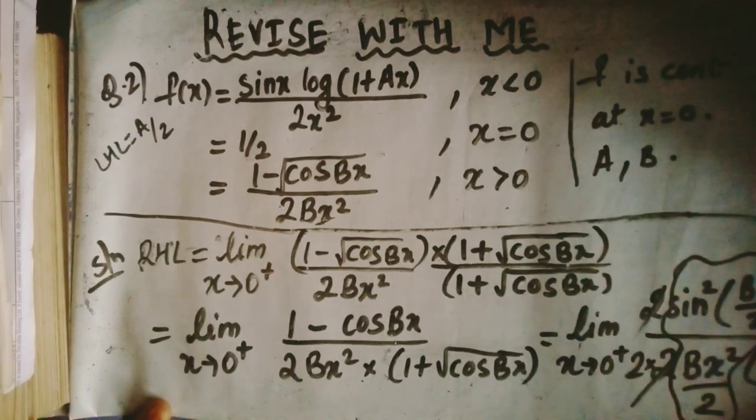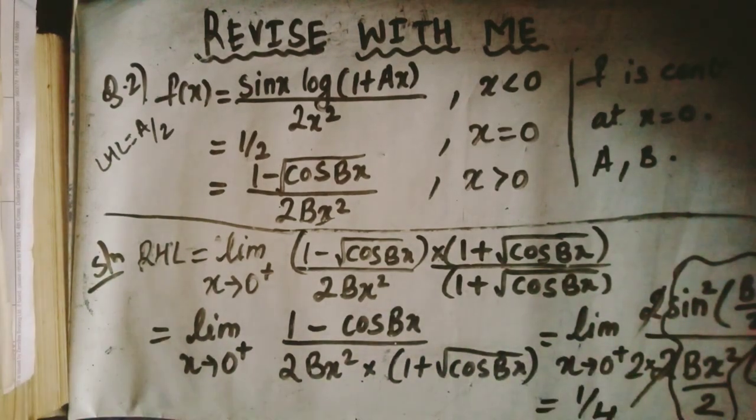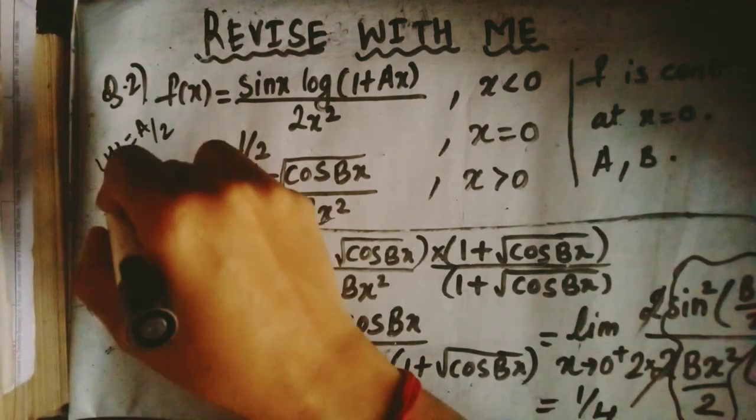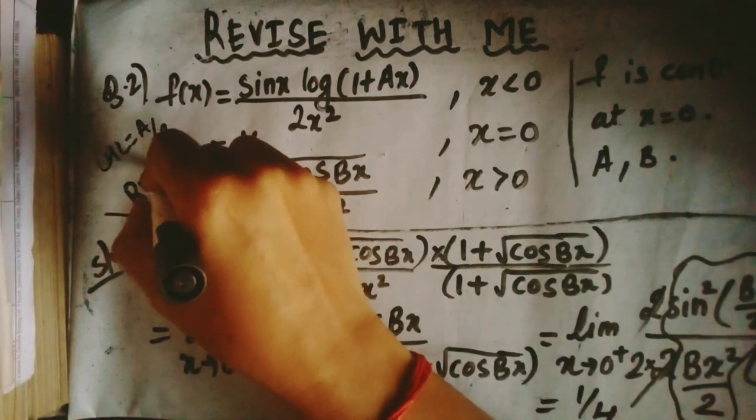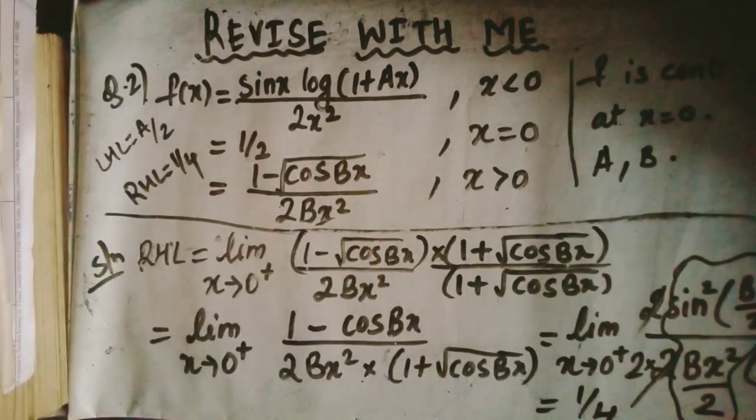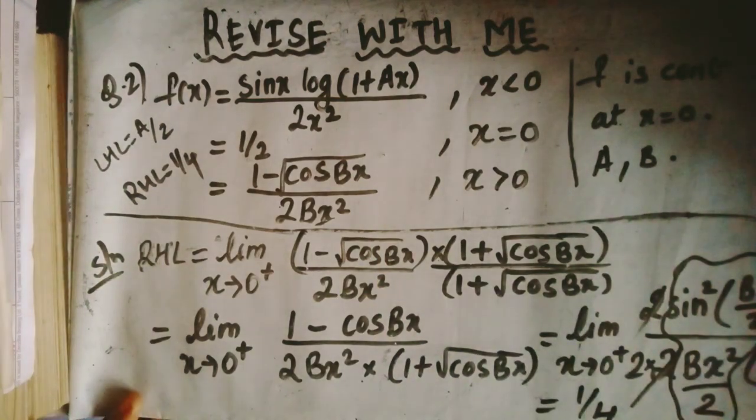So this is 1 plus 1, 2. So 2 into 2, 4. So the final answer is 1 by 4. Okay. So your RHL is 1 by 4.